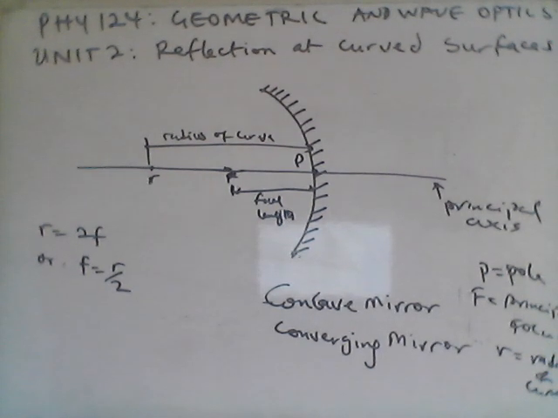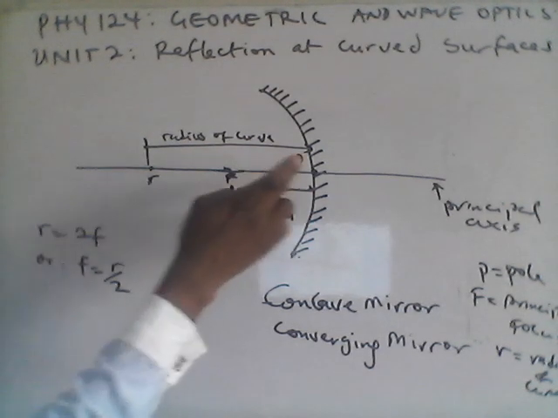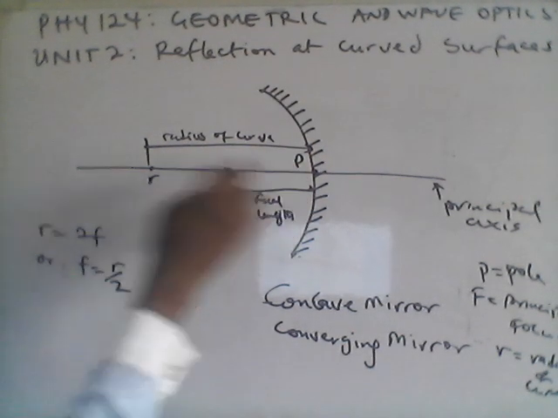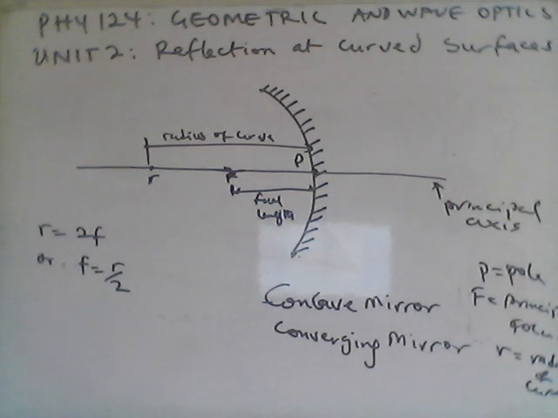Okay, so we'll look at other parameters or attributes of these things I've defined. I've defined the principal focus, the pole, the principal axis, the focus, and the radius of curvature. So there are 2 points that a ray of light will pass through: either the center of curvature or the focal point. So we're going to be looking at ray diagrams.